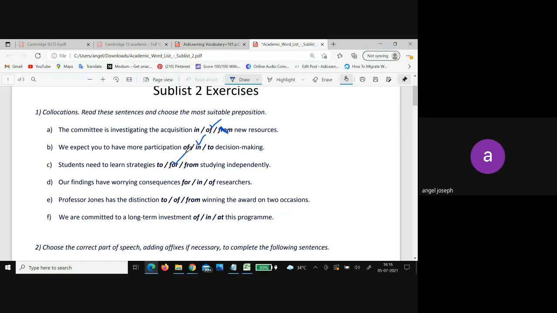But I have a question here. If I had to put two here, can I know what change will happen in the sentence? Students need to learn strategies. Two. A change will come here to this word. Study. Very good. To study independently. Yes. So if we put two, remember, this word will come as to study.